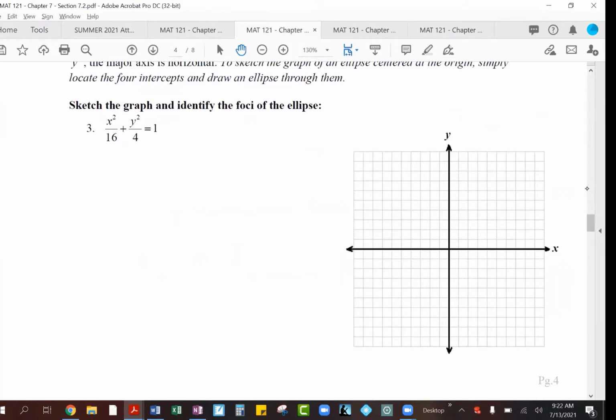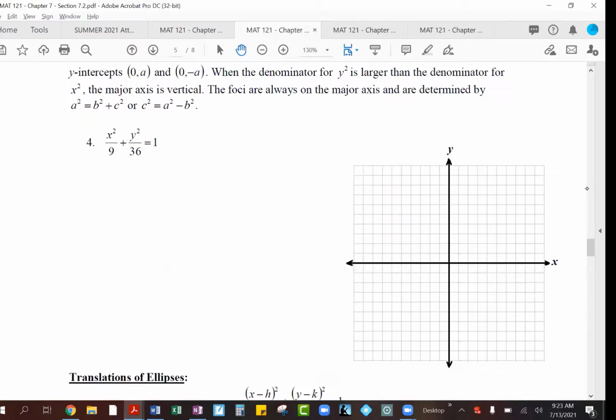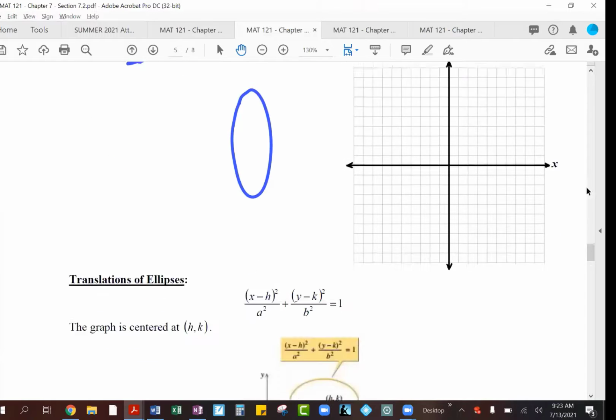Like this one over here, you will see how your larger denominator is under x squared. So that means this will be a horizontal major axis, so your ellipse will be horizontally oriented. If you see the larger denominator under y squared, then that means it's going to be a vertical major axis. So that's the easiest way for you to tell what kind of ellipse you are looking at.